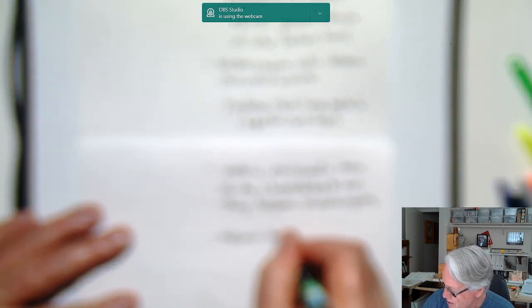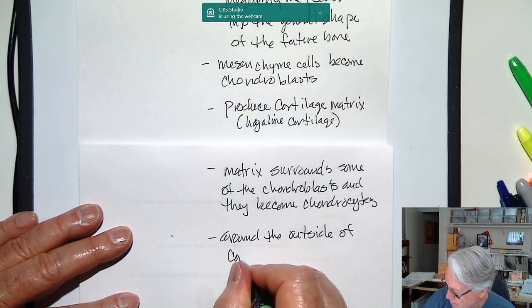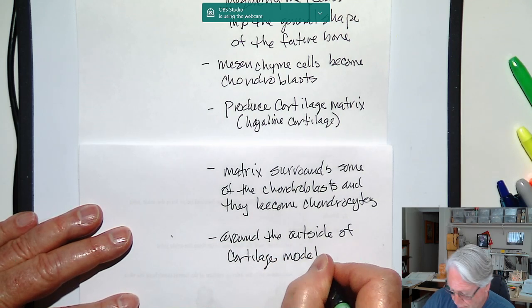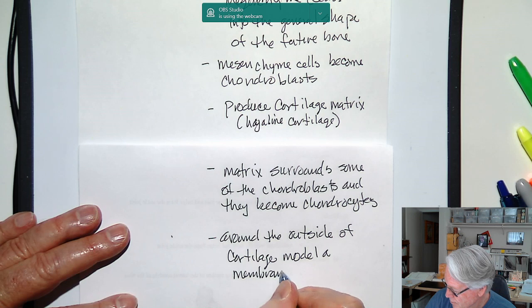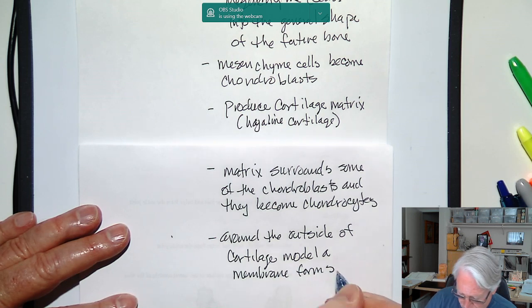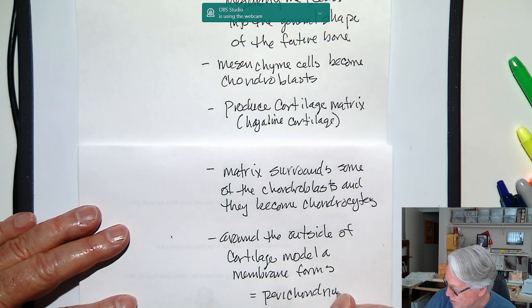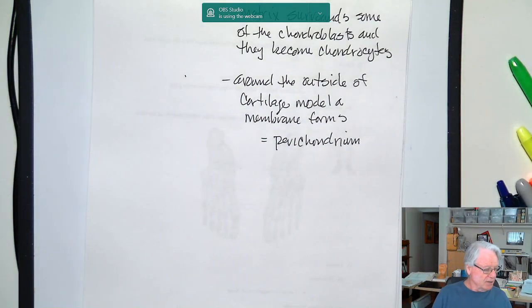Around the outside of the cartilage model a membrane forms. Okay. And this we will call the perichondrium. So we know about the periosteum, peri meaning around, osteum meaning bone. And in this case, what we're doing is surrounding cartilage, so it's the perichondrium. Okay.